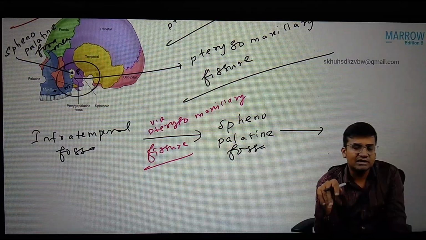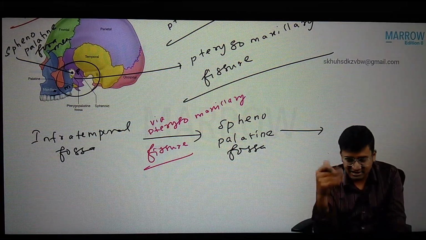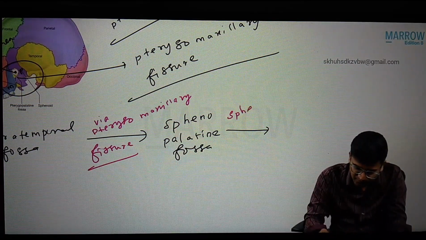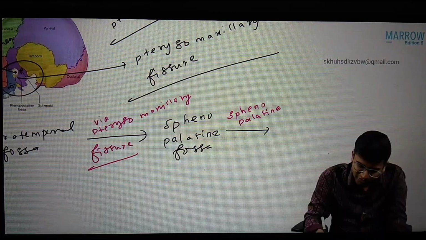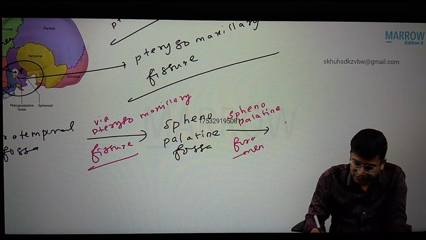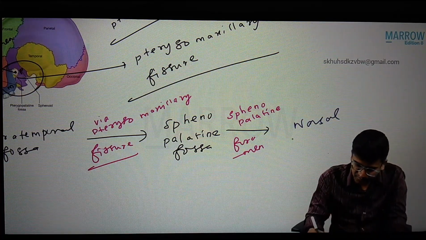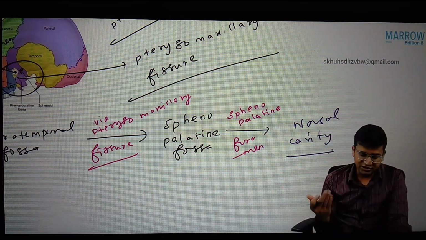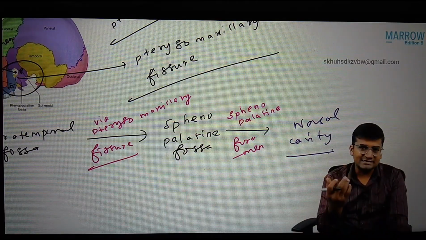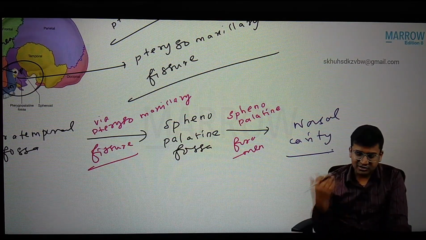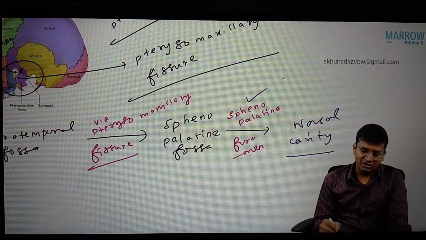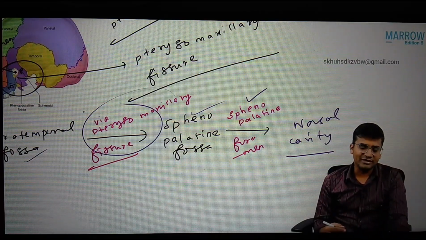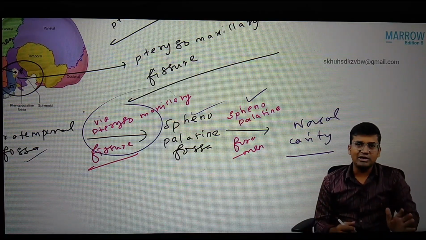Now sphenopalatine fossa via sphenopalatine foramen. If you go inside the sphenopalatine foramen, then you will be reaching the nasal cavity, lateral wall of nasal cavity. So now we have a connection from the nose, from the lateral wall of nose to the sphenopalatine fossa. So any cancer from the nasal cavity will come to sphenopalatine fossa via sphenopalatine foramen. Now from the sphenopalatine fossa, the cancer will come to infratemporal fossa via pterygomaxillary fissure. Okay. So this is a basic idea about this pterygopalatine fossa.